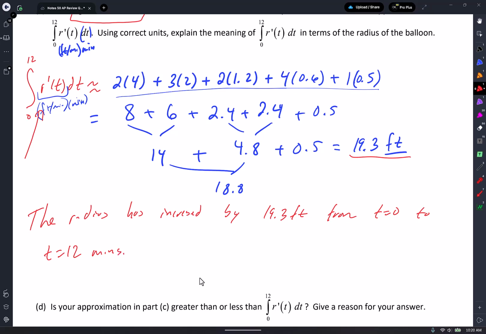Was it correct to say increase by a rate of? No, because this is just how much the radius has grown or has increased. Does that make sense? Whatever the radius was at 0, my radius at 12 has increased by 19.3 feet because we're blowing hot air into it.